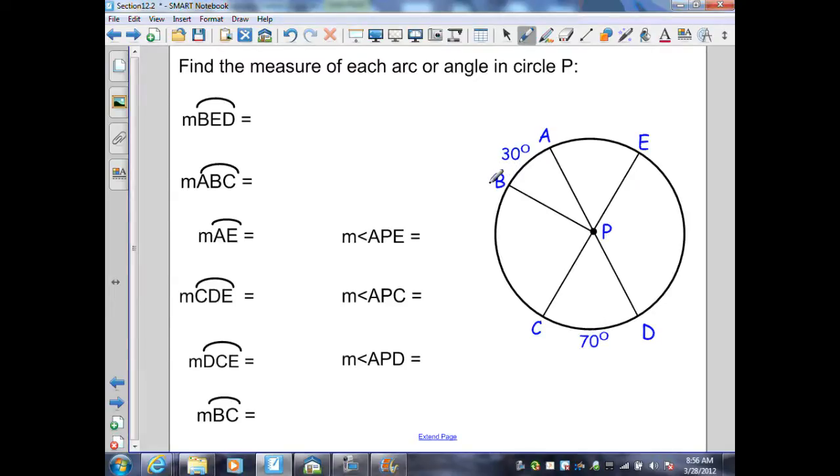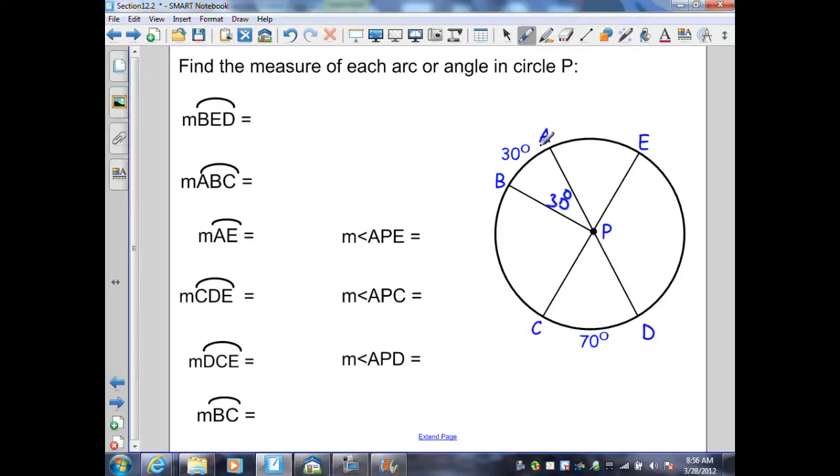For example, here I have arc BA, which is 30 degrees. I know the measure of an arc is equal to the measure of its central angle. That's also true. If I know the arc, then the angle must equal the same as that arc. Therefore, if the arc BA is 30 degrees, angle APB, the central angle, must also be 30 degrees. That's similar to knowing arc CD is 70. Therefore, I know the measure of the central angle related to that arc, CPD, is also 70.